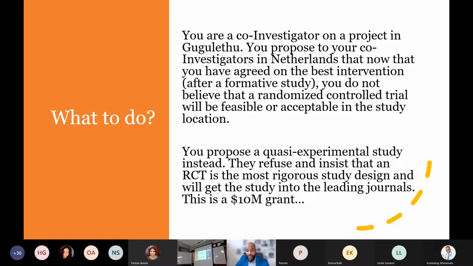Again, these are real life stories. I've just changed a few things, but these happen to people I know or to me personally. What would you do? $10 million. Wow, that's a truckload of money.